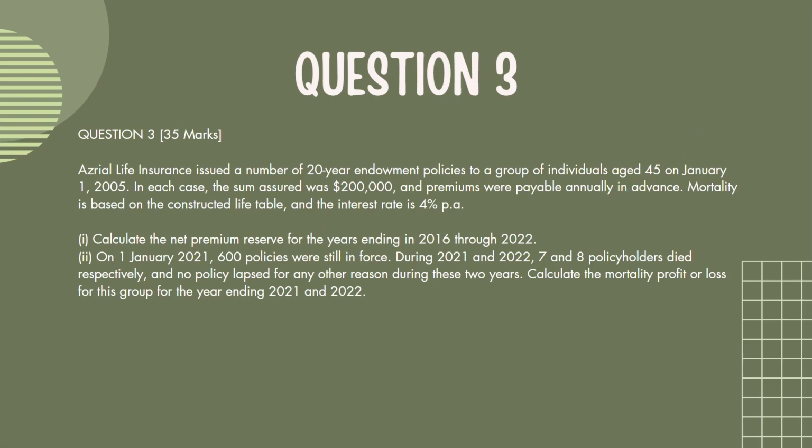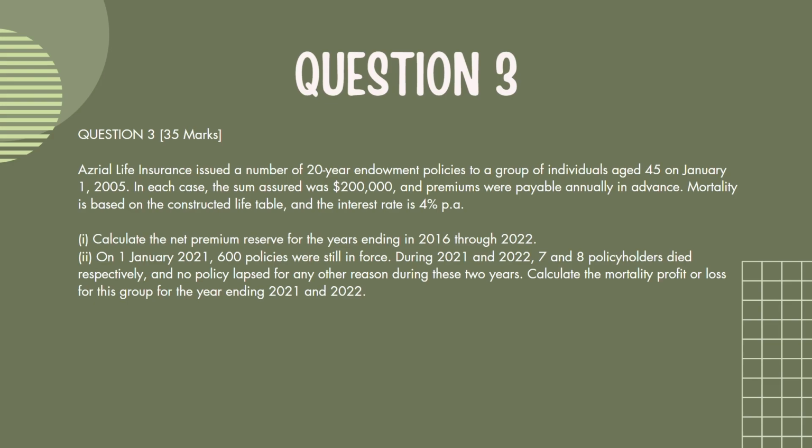Question 3 states that a real life insurance company issued a number of 20-year endowment policies to a group of individuals aged 45 on January 1st, 2005. In each case, the sum assured was 200,000 and premiums were payable annually in advance. Mortality is based on the constructed life table, the Taiwan life table I've constructed just now, except that we have to change the interest rate to 4%.